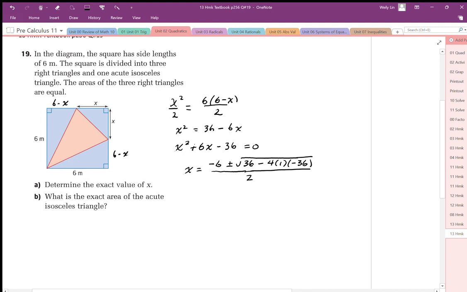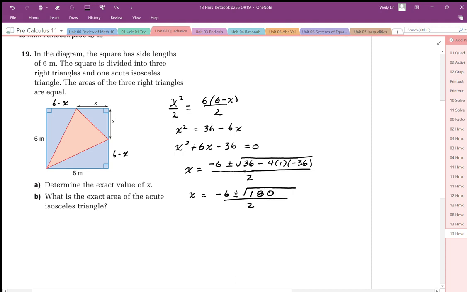And then simplifying this expression, we end up with negative 6 plus or minus the square root of, this works out to be 36 minus negative, or plus 144, and so that gives us a value of square root 180, and that's all over 2.